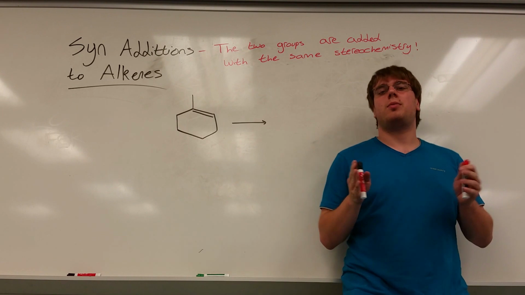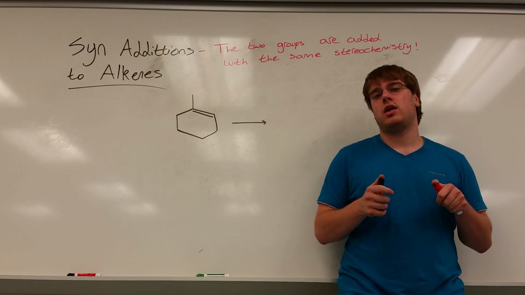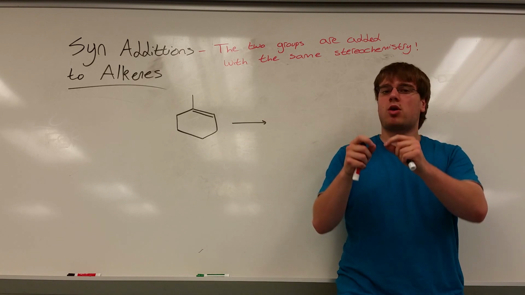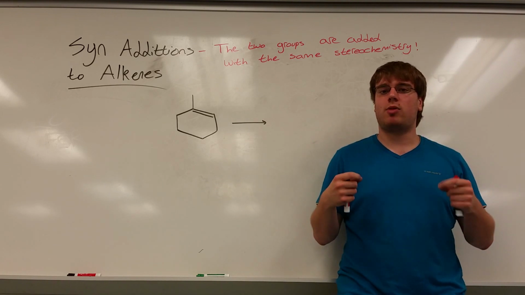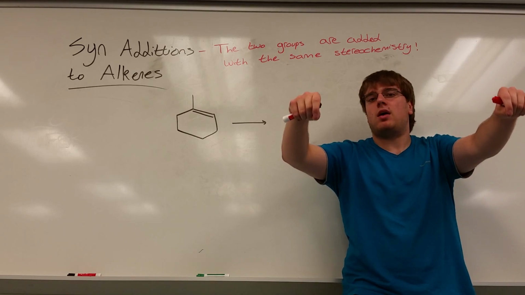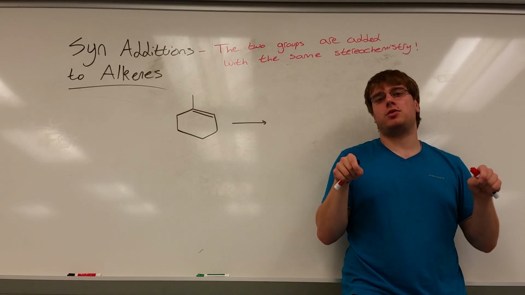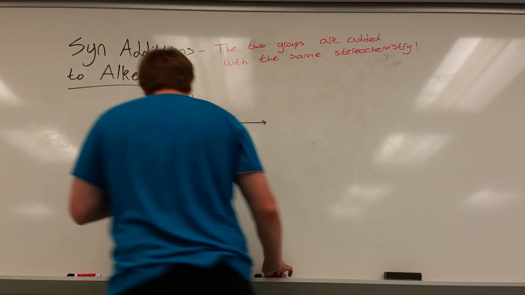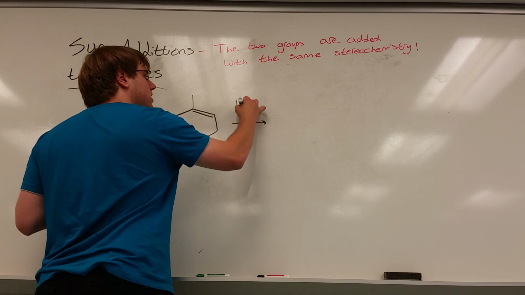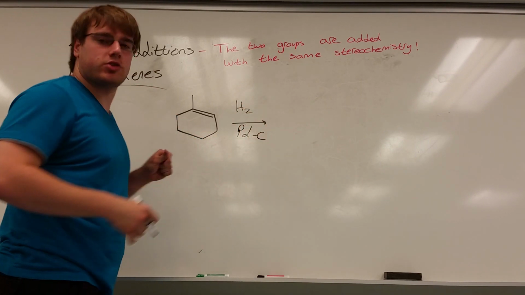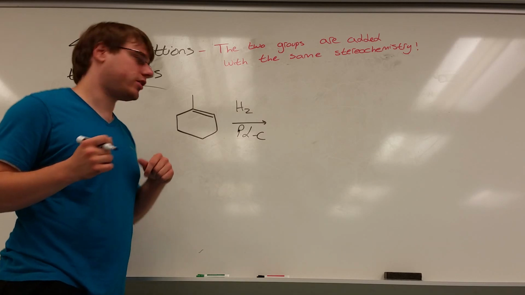In this video, we're going to talk about syn additions to alkenes. What that means is we're going to take a reaction that turns a carbon-carbon double bond into a carbon-carbon single bond by adding two groups, one to each end of that double bond, with the same stereochemistry. One reaction that you've seen from the very start of the course that did this was H2/Pd-C. We've been using it for synthesis, and if the professor chose to stress it, you've probably been using it for other things too.